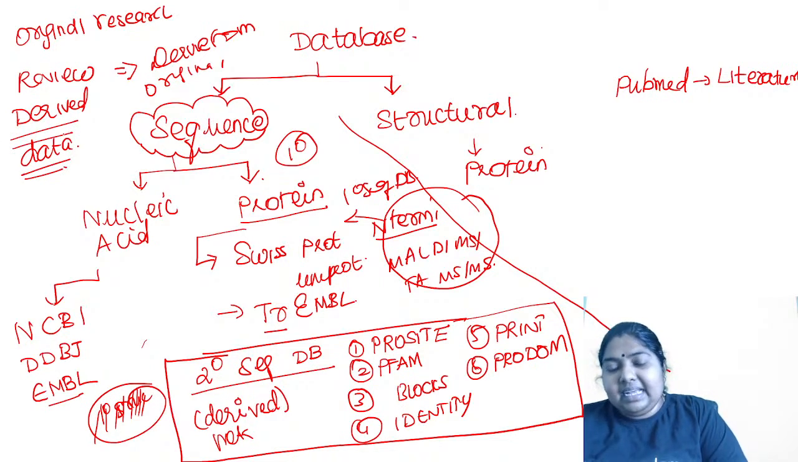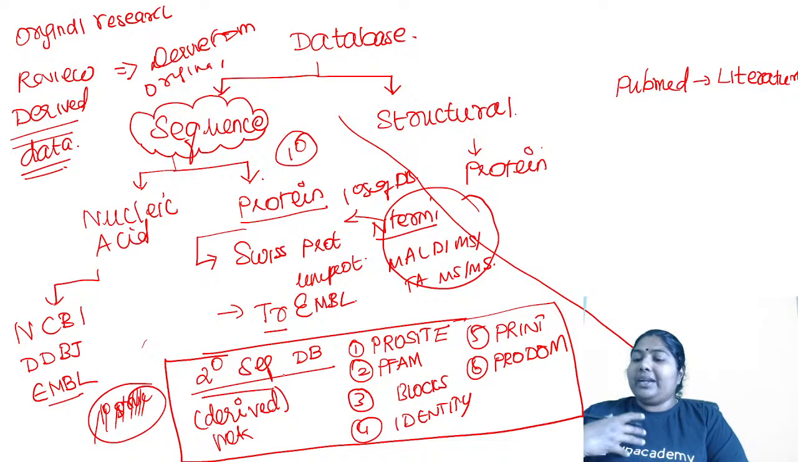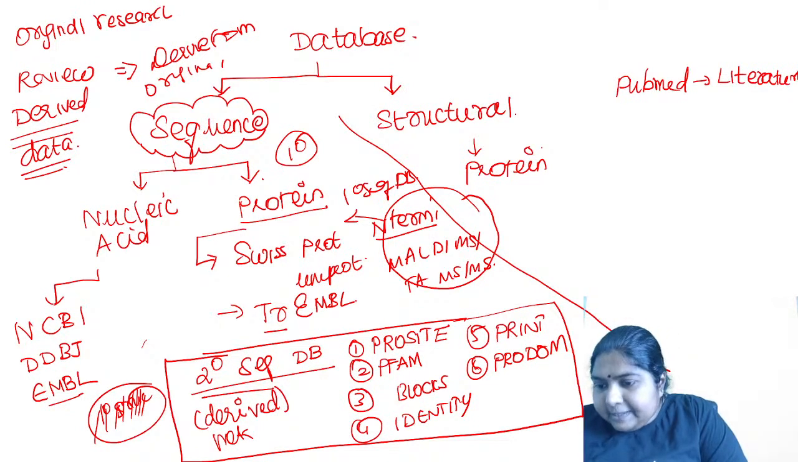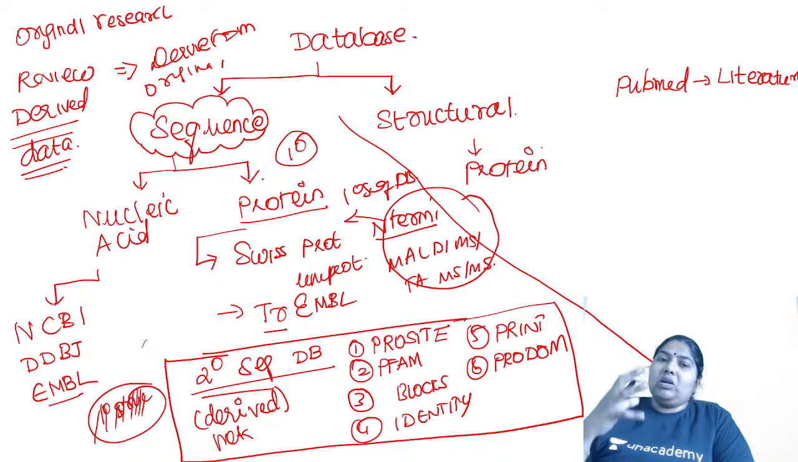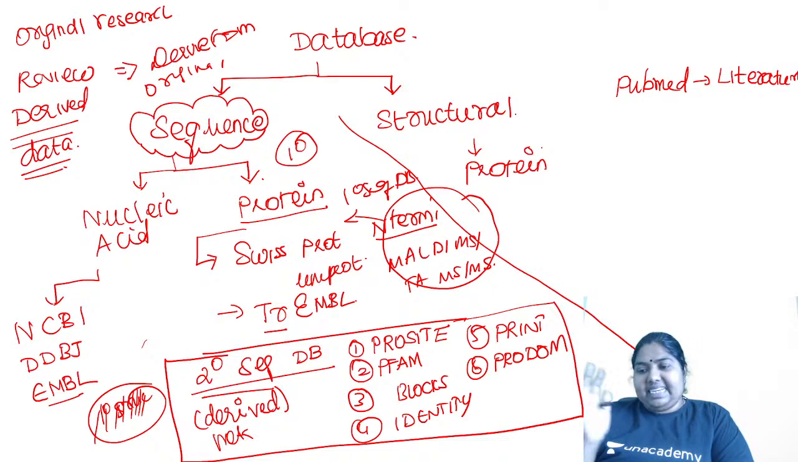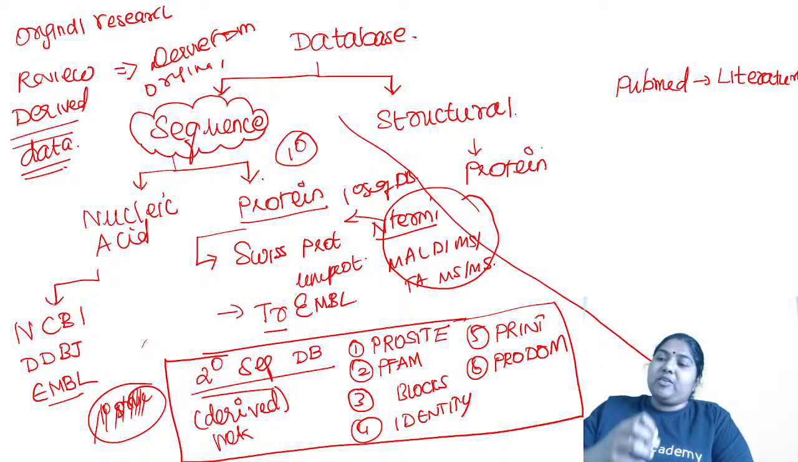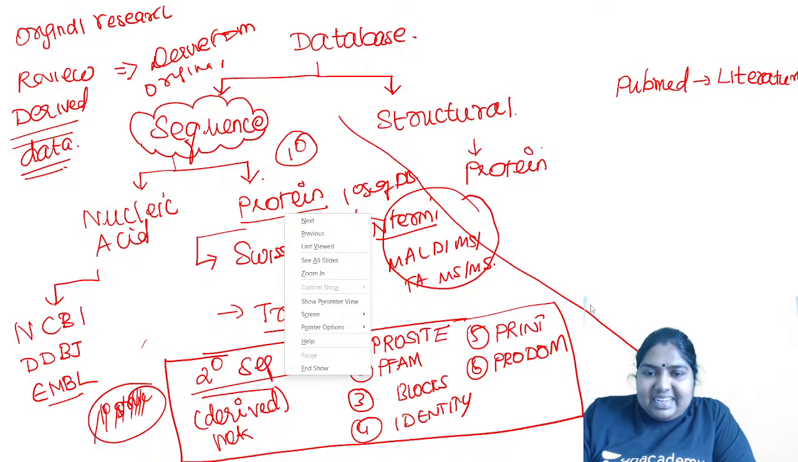The same thing is applied for this derived secondary sequence. That means you are not going to prepare any secondary sequence. Whenever you are going to derive something, whenever you are going to extract something, that becomes your secondary sequence database. Understood? So your PROSITE, PFAM and all, it is the collection of information that you could have got from Swiss-Prot. Is this clear to you?